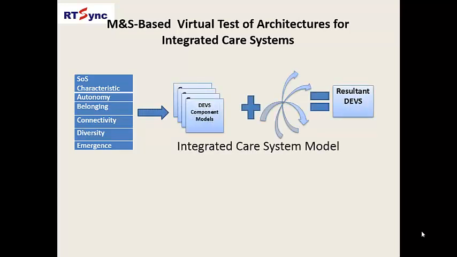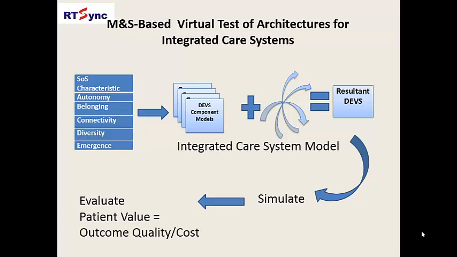So, having selected certain conditions for autonomy, belonging, connectivity, diversity, we can create a integrated care system model, which is one of the architectures, and simulate it using the MS4 environment. And this will result in an evaluation of patient value, which is the outcome quality divided by the cost as measured by the measuring system. And then we can compare that with earlier explorations of the architectures and try a new architecture with different characteristics, slightly different, or make major changes, and then repeat this cycle until we come upon good or best architectures.